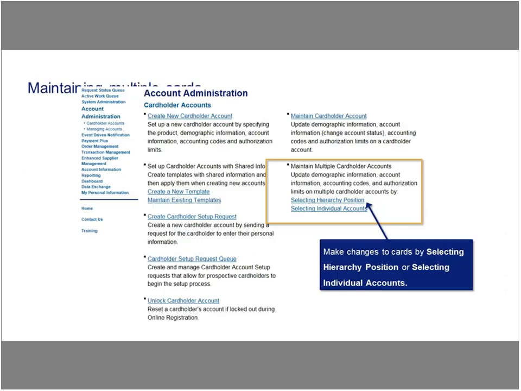And then as far as maintenance goes, you can maintain multiple accounts using this section here. So it says maintain multiple cardholder accounts, and again, this is on accounts administration. And you have a selection here, so you can select all the accounts in a particular hierarchy position to do maintenance on, or you can select individual accounts. So if it's maybe 2 cardholders, but they're in different parts of the hierarchy, then you could select them as individual accounts versus selecting all the cardholders in a particular part of the hierarchy.